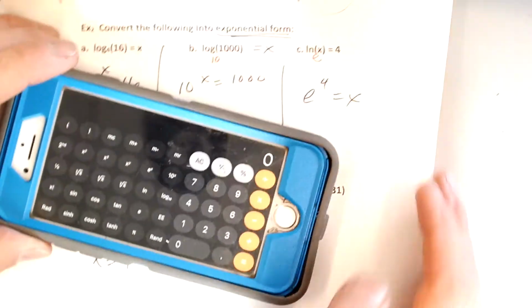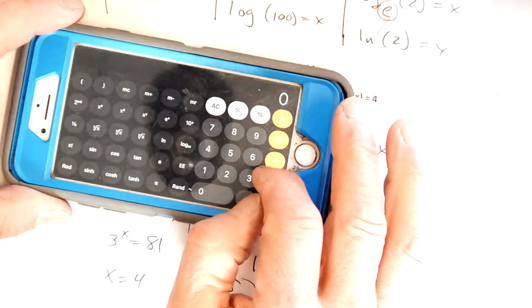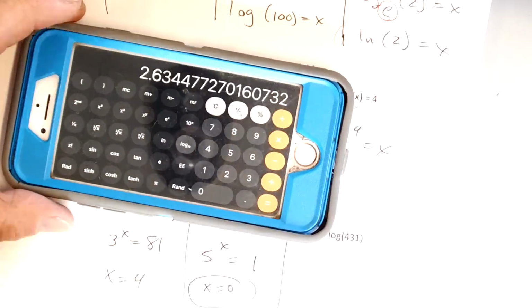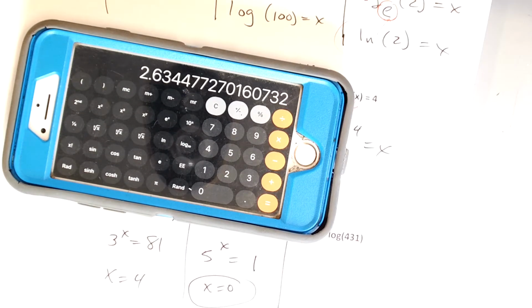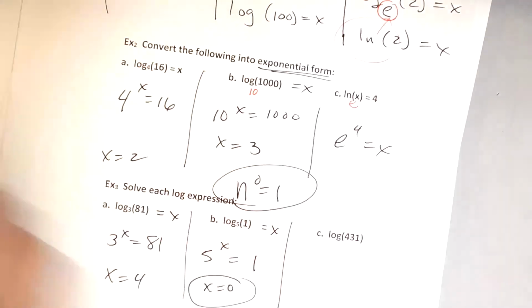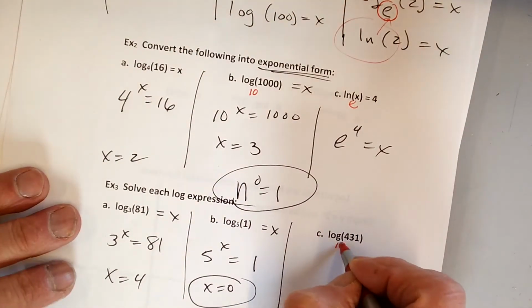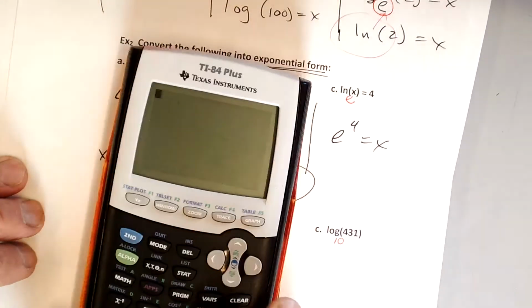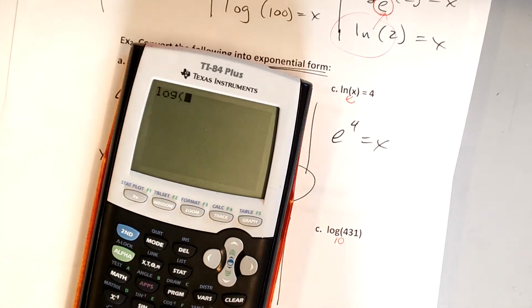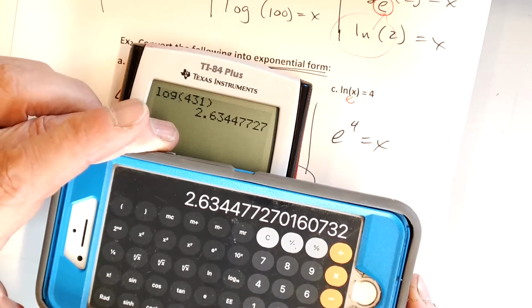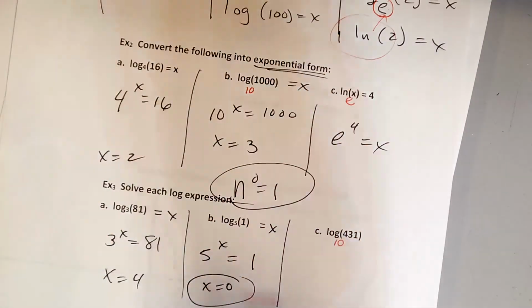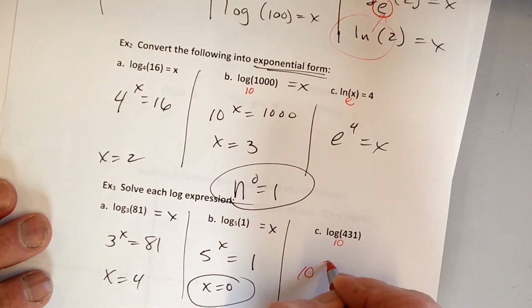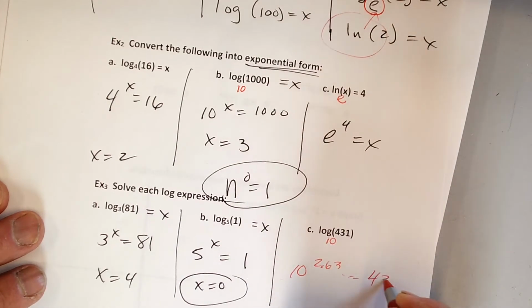So I could go 431 and push this log base 10, and there it is. Okay, so your phone can do this. I know it's base 10. I like the calculator better than my phone just because I'm old and most of my life has not been with a phone. So, you know, pretty good on a calculator. Same answer, right? So your phone can do it or your calculator. Okay, so basically it's like 10 to the 2.63 blah, blah, blah should equal 431. Okay, how am I doing?